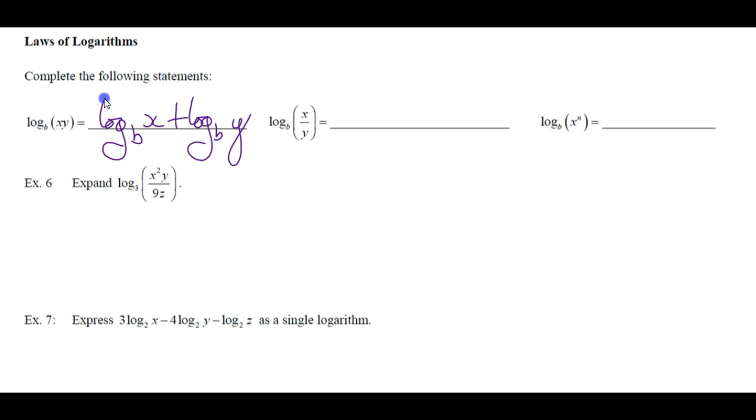The log of a quotient is equal to the... Yeah, if that's the sum, then... That's the word. So what do I write next? Minus.